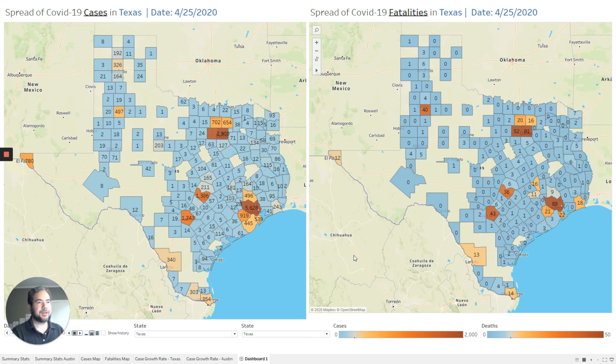However, on the other hand, we have in the Lubbock area, nearly 500 cases there, and then a fatality rate of something closer to about 9%. So that's a bit of a surprise there.